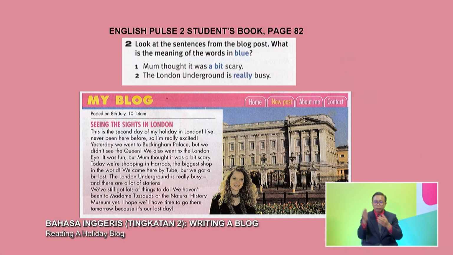All right. Look at the sentences from the blog post. Okay. I want you guys to look at the blog post again, and look at the words that are highlighted in blue. Okay. Some examples are given to you there. Mum thought it was a bit scary. The London Underground is really busy. All right. Now try and guess the meaning of the words in blue or a phrase. In fact, a bit is actually a phrase because it's a combination of more than 2 words.